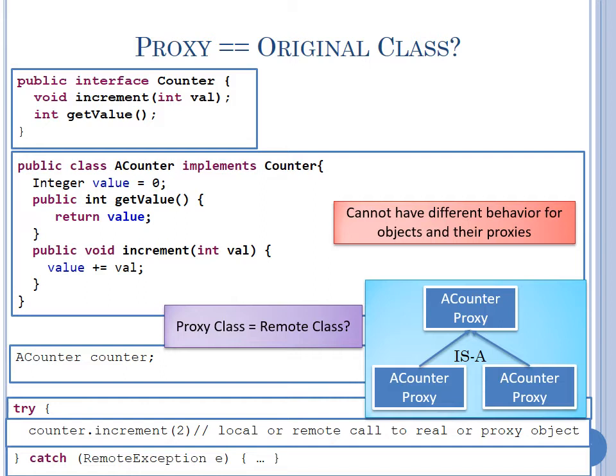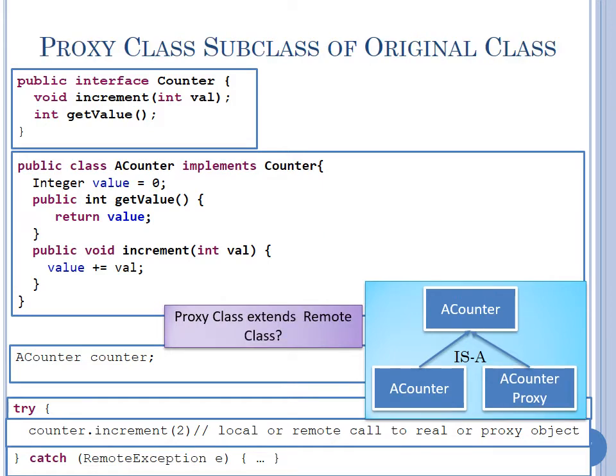But then you can't have different behavior for objects and proxies. When you invoke the increment method on a remote object directly, we want the increment to occur. When you execute it on a proxy, we want the method call to be forwarded to a remote server. So we want different behaviors for increment based on whether we are using a proxy or a direct object. If they're the exact same class, there's no way to distinguish among these two objects, so that won't work. So these are sort of the simple solutions that we can dismiss.